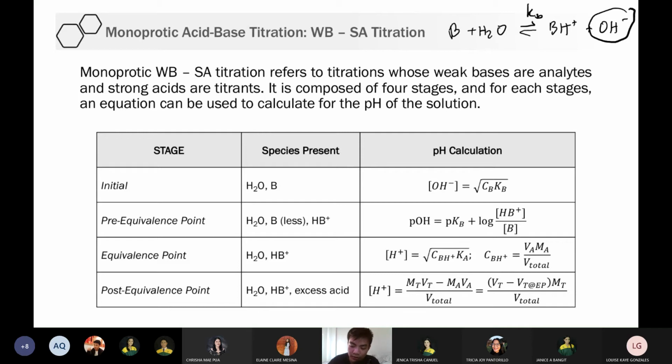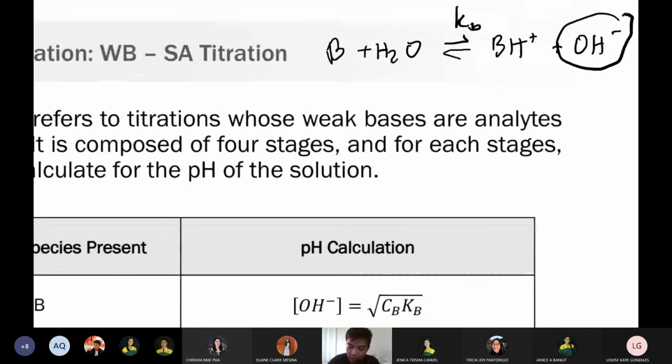Let's write the Kb for this equation. Kb equals the concentration of BH plus times OH minus divided by the concentration of base. You do not include H2O. Why? Because you cannot, since its activity is equal to 1, or its concentration is constant. That's the answer.